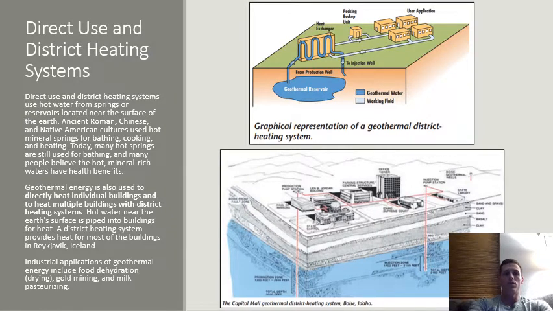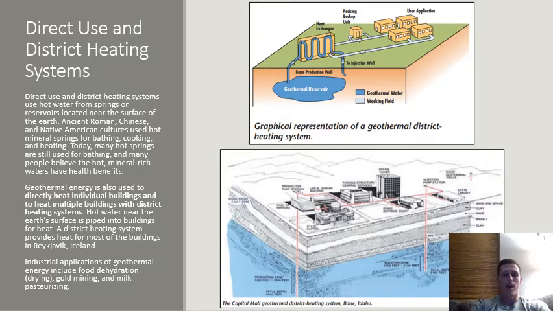So, direct use and district heating systems. These systems use the hot water from the spring or reservoir located near the surface of the Earth. And this is what you would see in hot springs and whatnot. Ancient Romans and a lot of ancient cultures used these for bathing, cooking, and heating. Today, a lot of folks use hot springs for bathing, and they think there are some health benefits to the mineral-rich waters.